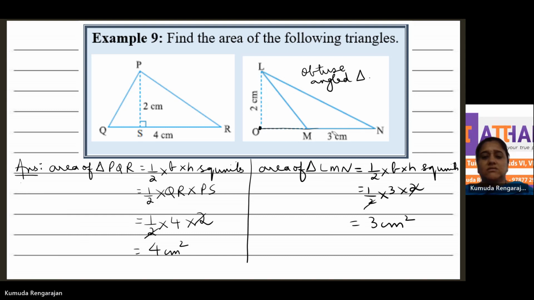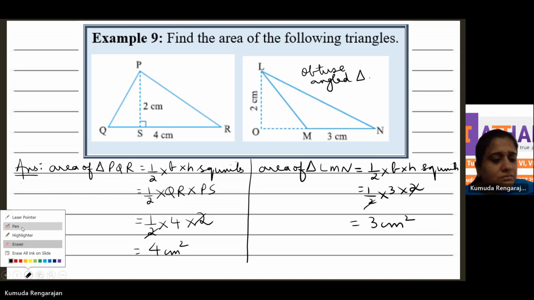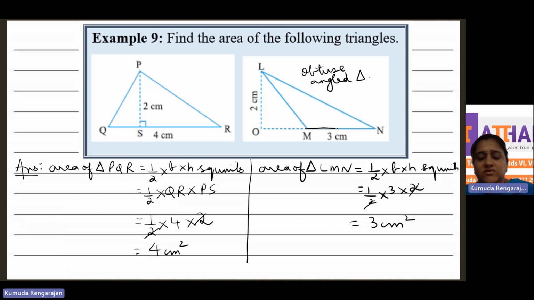Dotted line. This is the base. Base is this, the side of the triangle MN. Base cannot be ON. Base is always any one side of the triangle. What are the sides of the triangle? LM or MN or LN. Yeah, actually it should be marked.